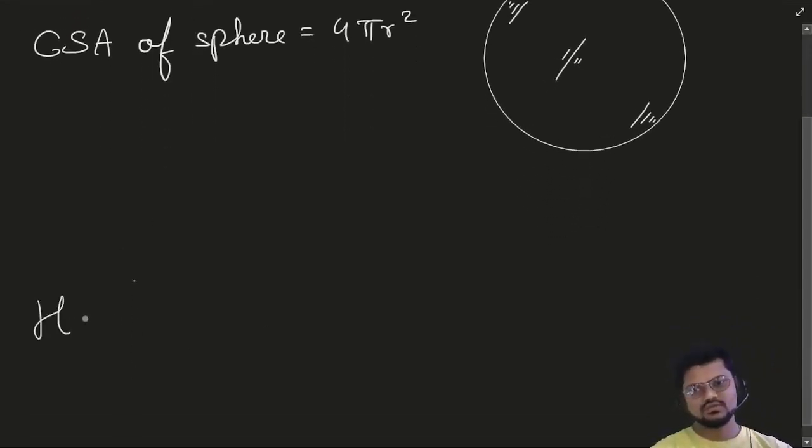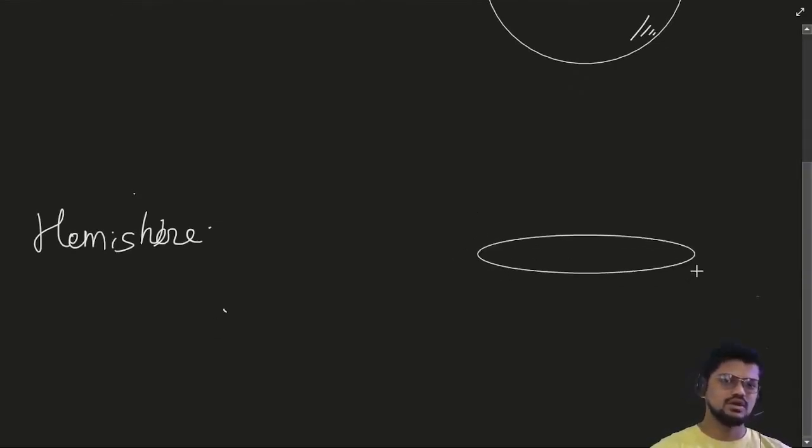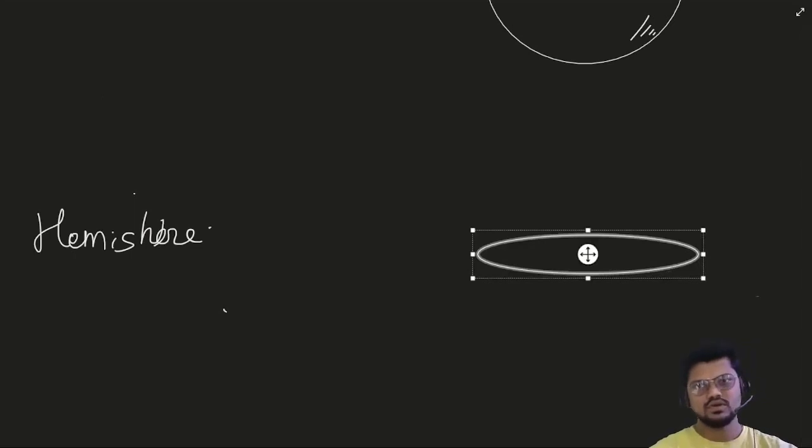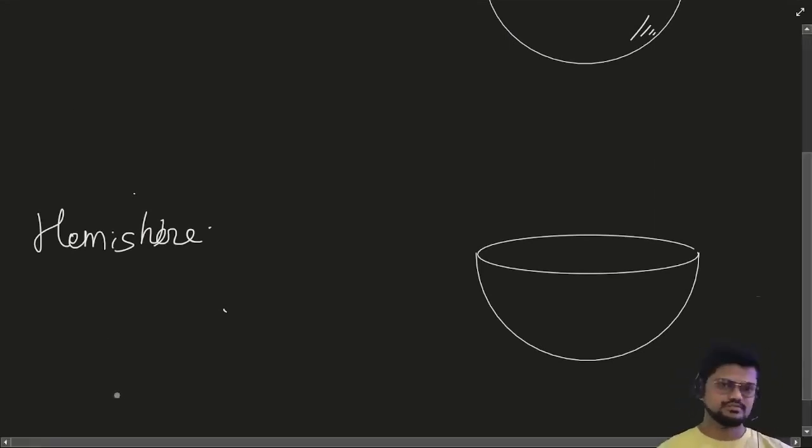The next is hemisphere. Now, what is a hemisphere? A hemisphere is a half ball. If you cut a basketball into two pieces, this is your sphere, the ball has been cut. If you have any kind of ball and you cut it in two pieces, it will be a hemisphere.